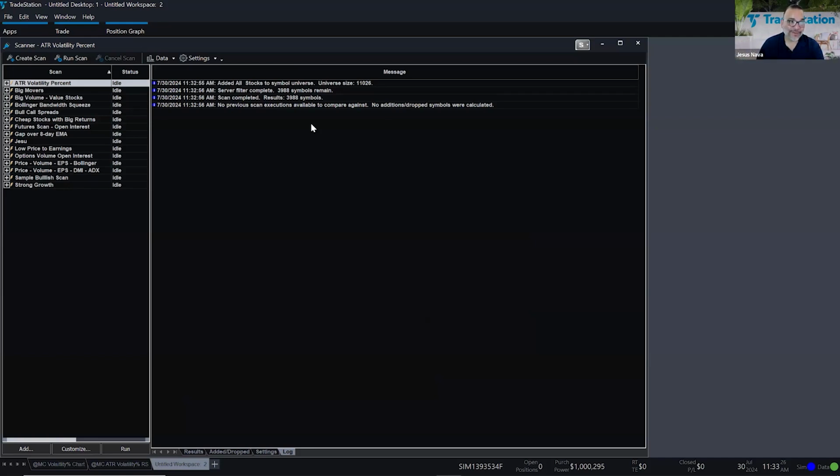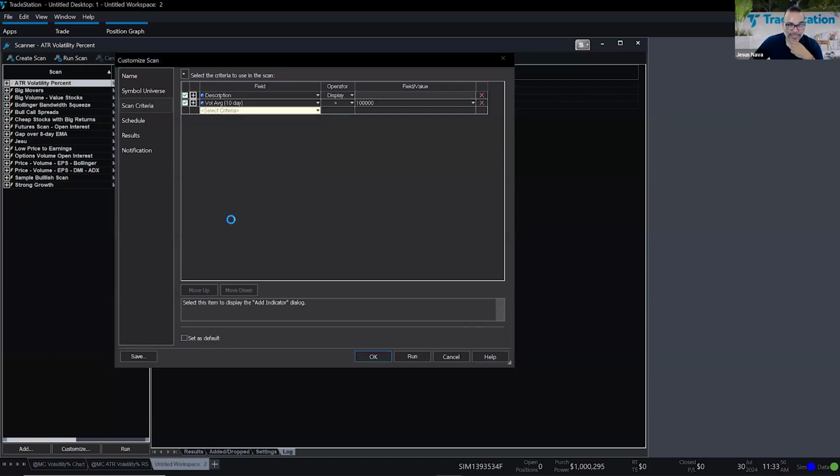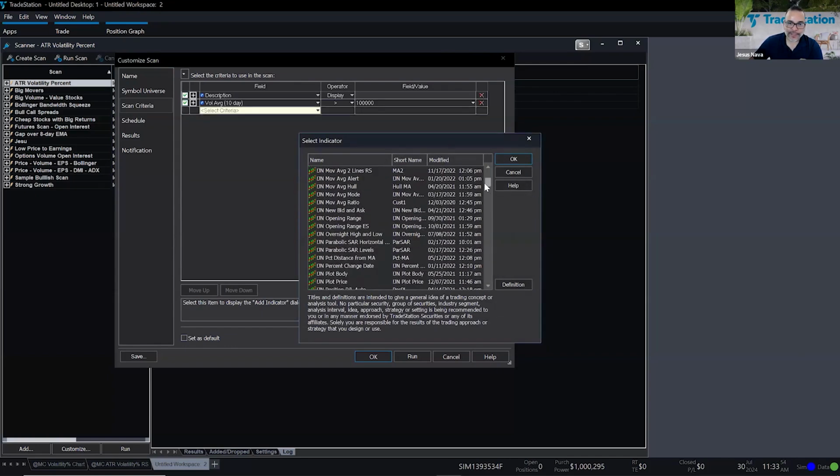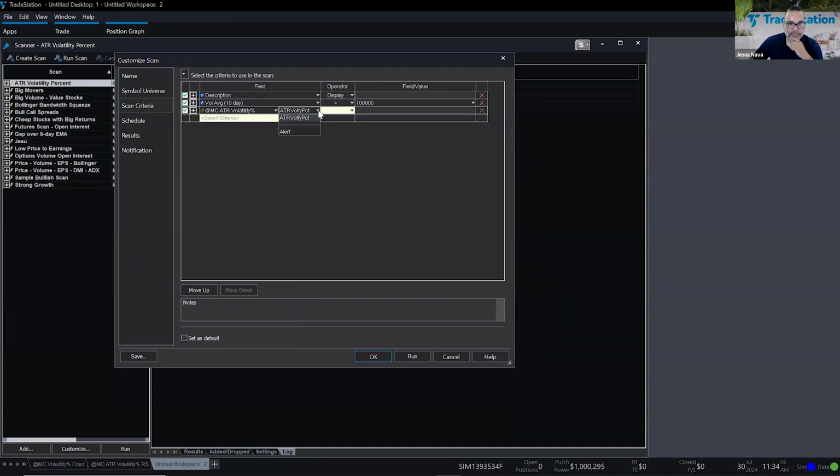That's pretty impressive. So that means over 7,000 symbols are not meeting that criteria of trading at least 100,000 shares average daily, which is okay. I'm going to remain with those almost 4,000 symbols. Let me go ahead and click on customize. And then I'm going to use this custom indicator that I have here in my TradeStation platform. So let me click on indicator. The name of the indicator is @MC for masterclass, and the name is ATR volatility percent. I'm going to click OK. I'm going to be looking for the percent itself, and I want to show the top 100. Show me the top 100 symbols that have the highest ATR volatility percent. I'm going to run this.